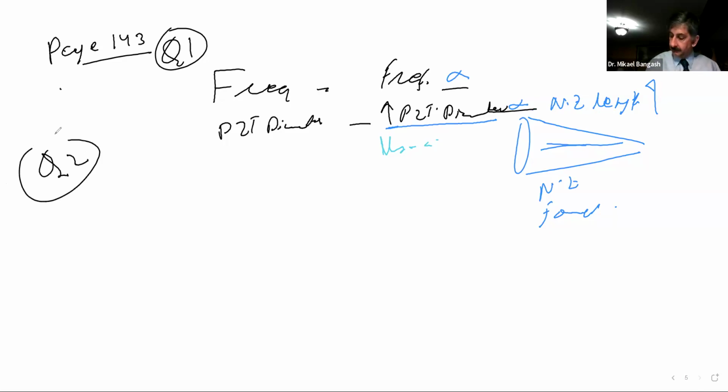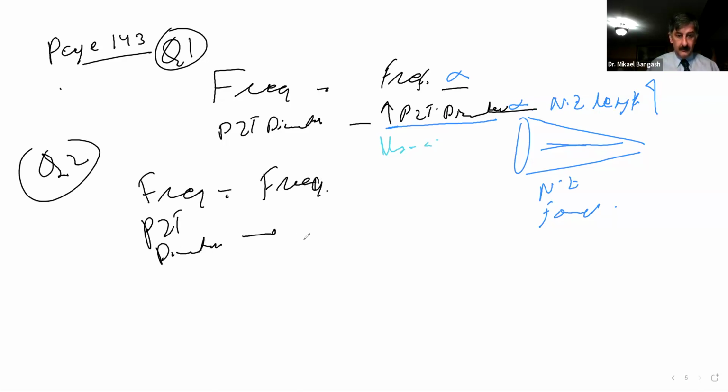Now, question 2. The frequency of a transducer does not change. So the same concept here says that the frequency remains the same. Clear? If the diameter of the piezoelectric crystal increases, so we can say the PZT diameter increases, what happens to the beam diameter in the far zone?